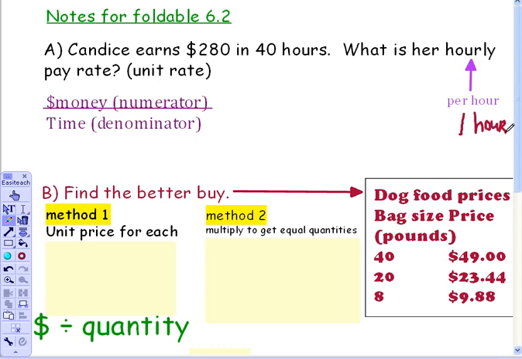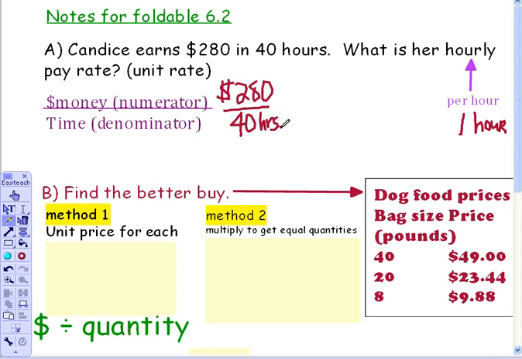Okay? Anytime you're dealing with ratios or rates, when you have money in the problem, 99% of the time, you need to put money in the numerator. 99% of the time, if you have time in a problem, like any kind of a ratio, time, like hours or minutes or seconds, time goes in the denominator, okay? In this case, we have both time and money. So we're going to put the money in the numerator, $280, and we're going to put time in the denominator.